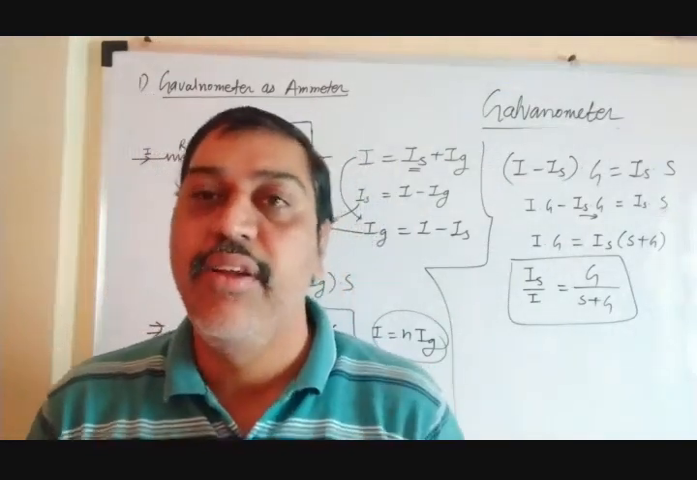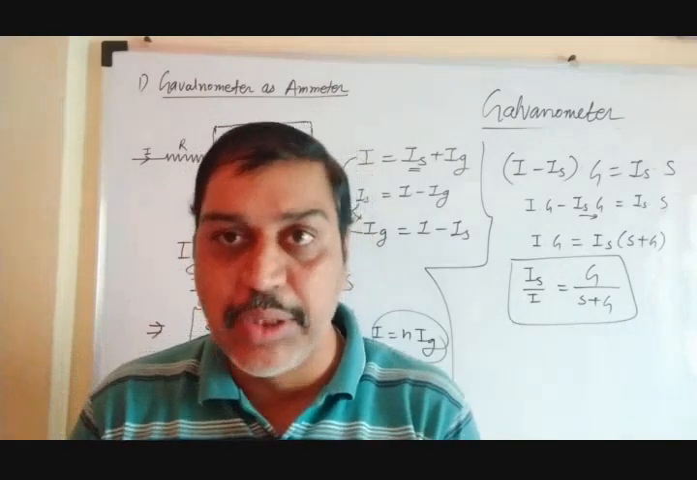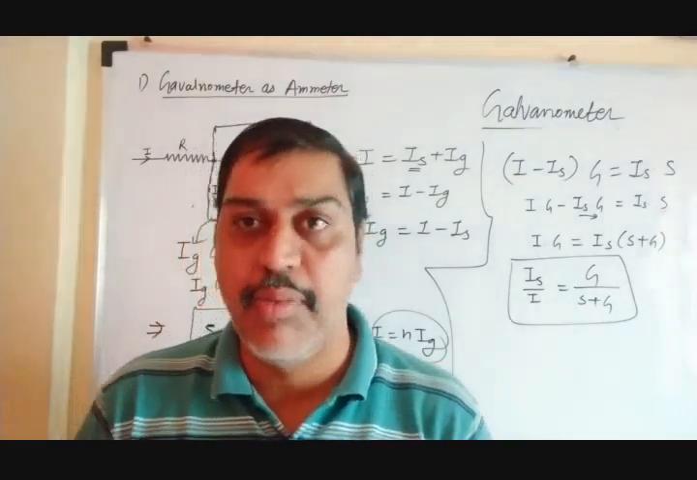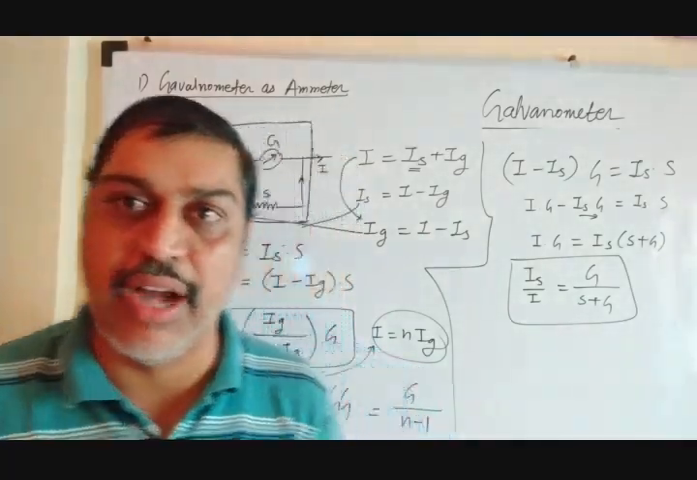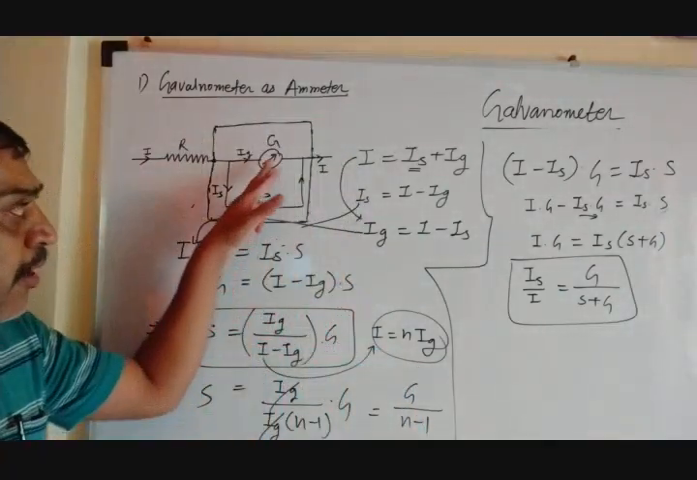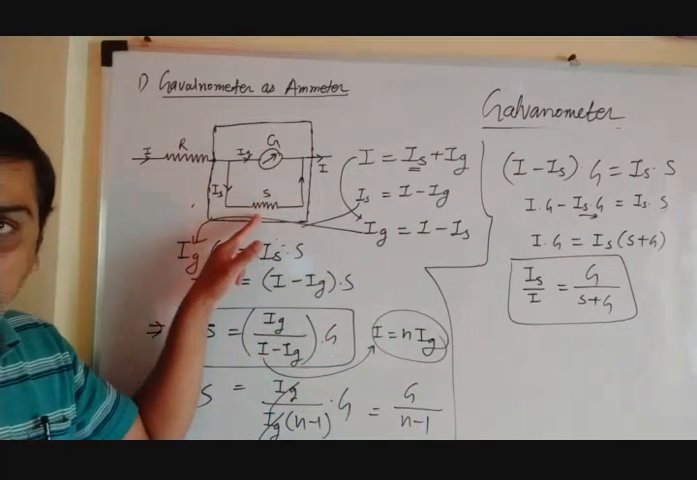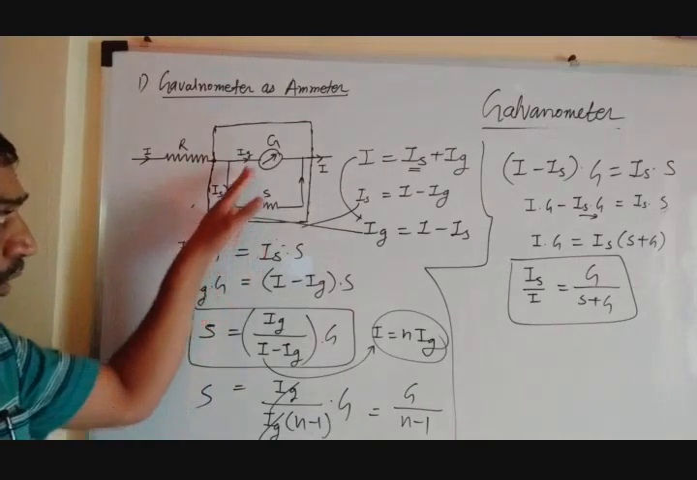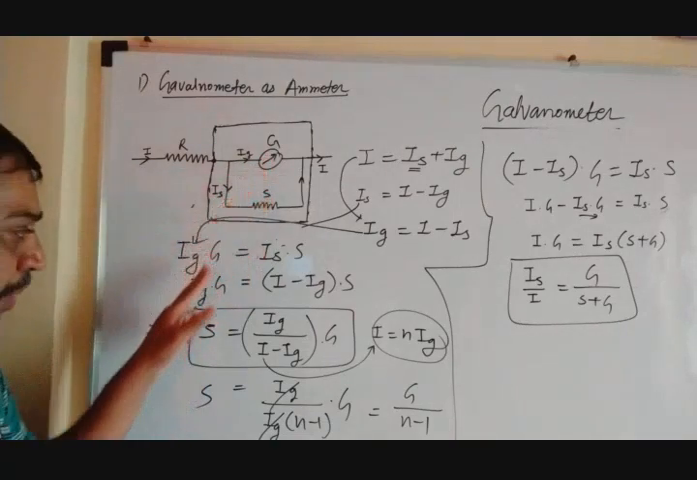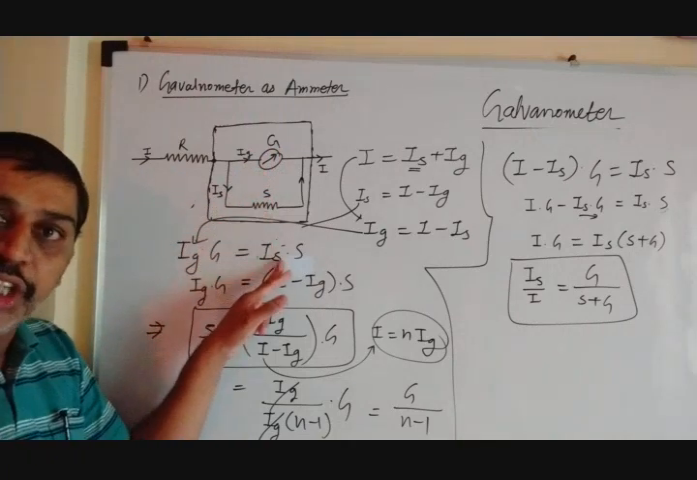In the same way, we have to go for measurement of voltage by using the same instrument, the galvanometer. What are the modifications that we'll see? Before going into detail, let's revise the topic once again. What we have done: both the galvanometer and shunt resistance are connected in parallel. That's why the voltage drop across them must be the same. Ig into G, the voltage drop across the galvanometer, equals Is into S, the voltage drop across the shunt resistance.